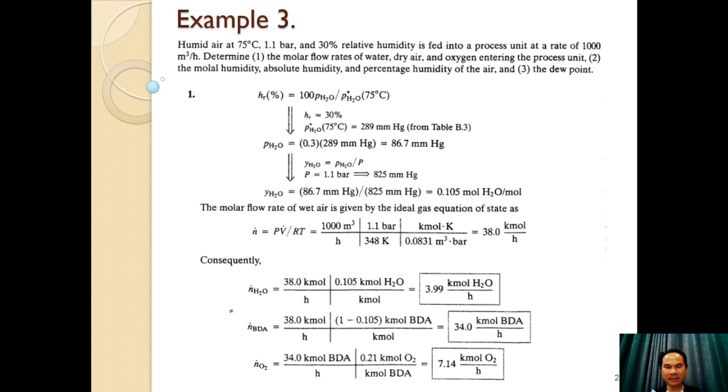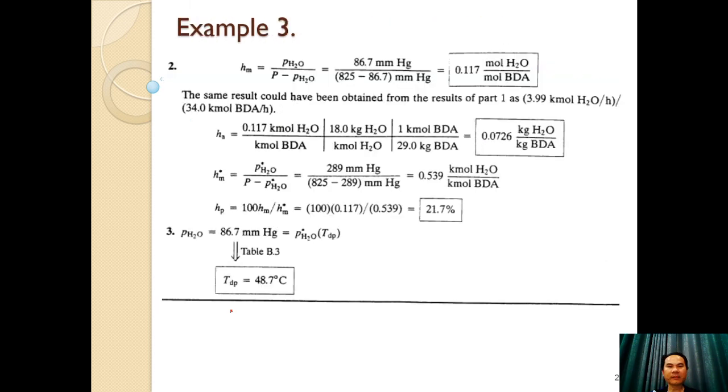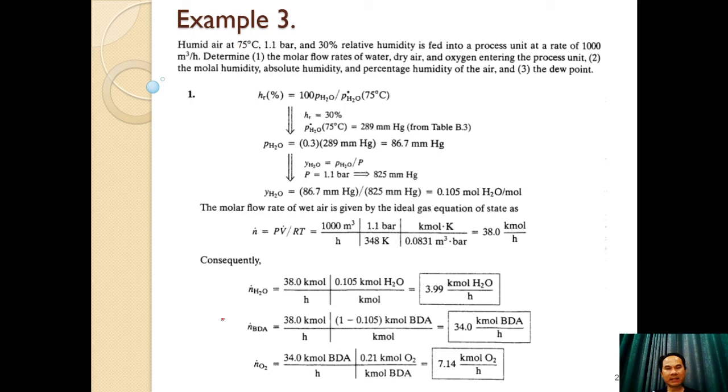Before that, I will give you an example. We have humid air at 25 degrees Celsius and 1.1 bar and 30% relative humidity fed into a process at 1,000 cubic meters per hour. Determine the molar flow rate of water, the molar flow rate of dry air, and the molar flow rate of oxygen entering the process. Second, calculate the molar humidity, absolute humidity, percentage humidity, and the dew point.